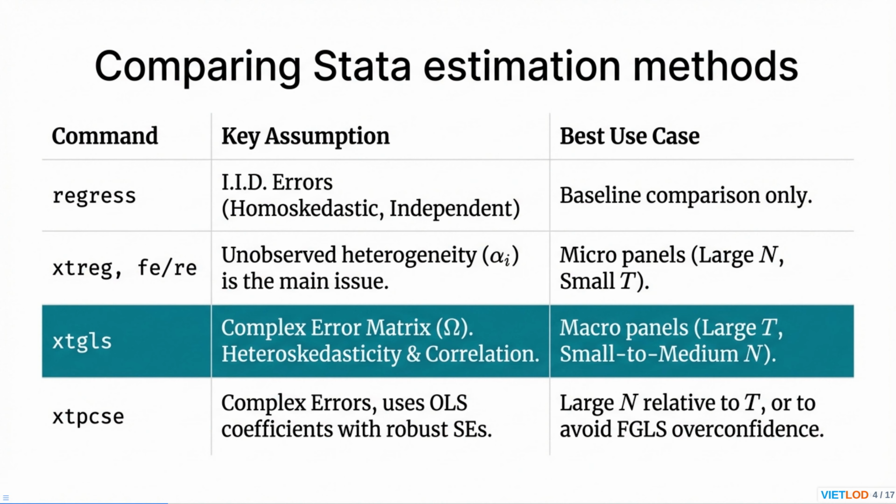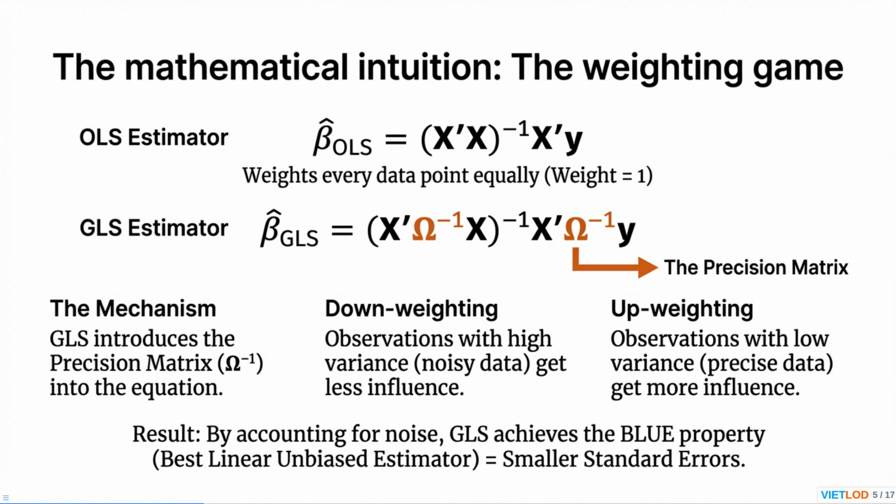When dealing with macro panels, many time periods, and a smaller number of units, xtgls becomes crucial. This command explicitly models a complex error covariance matrix, omega, to account for both heteroskedasticity and correlation. Finally, xtpcse offers a robust alternative for complex errors. It applies OLS coefficients, but provides corrected standard errors, particularly useful when the number of units is large relative to time periods, helping to mitigate potential overconfidence from FGLS. Choosing the right command ensures more efficient and reliable estimates, which we will explore further.